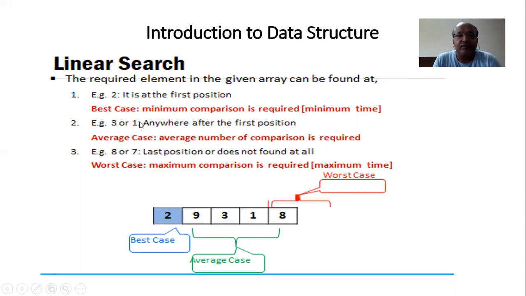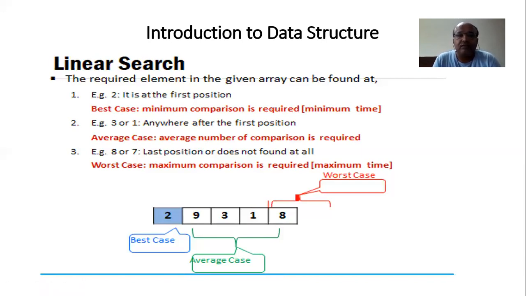Similarly, in the second example, let's say you want to search for 3. First you will compare with the first element of our array, which is 2. Definitely it will not match. So again we'll move to the next element, which is 9. No match again. We move to the next element, that is 3. So 9, 3 and 1, with 8 as the last element, all belong to which case? Average case. In the average case, an average number of comparisons is required.